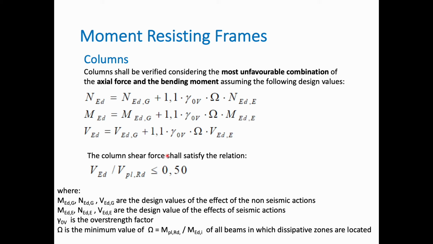The column shear force shall satisfy the relation of the VEd over VplRd smaller or equal to 0.5. So that rule that comes from Eurocode 3 applies here as well. We don't want to get the reduced moment capacity because of high shear in the beams and the columns.